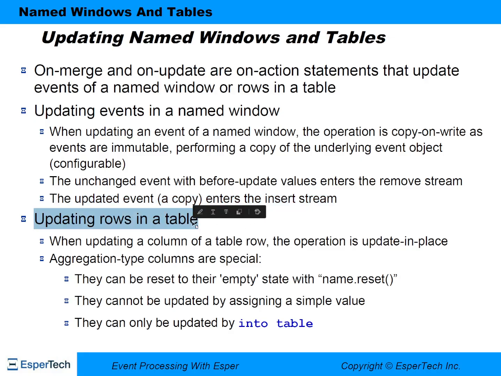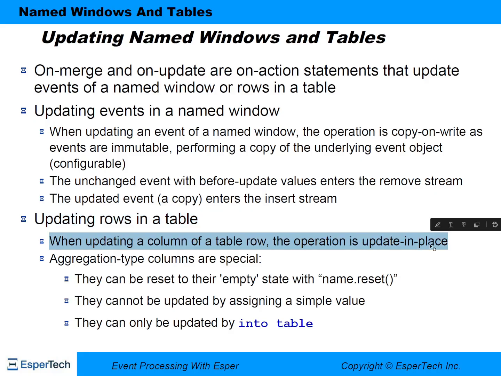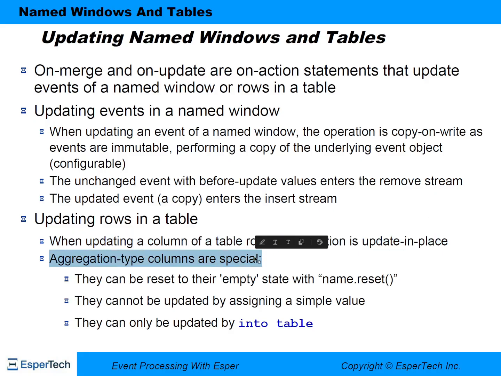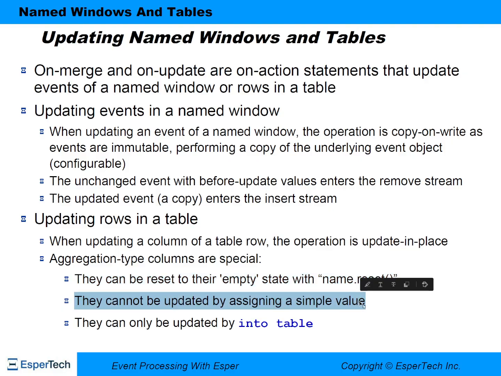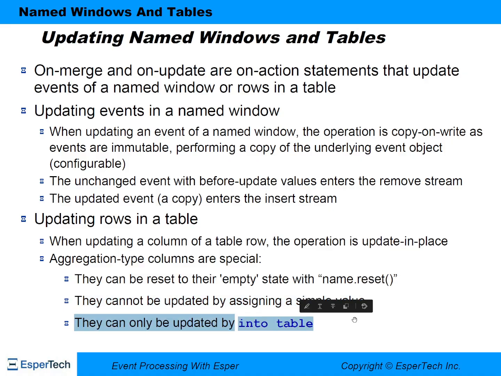In respect to updating rows in a table, when updating a column of a table row, the operation is update in place. Aggregation type columns are special. Aggregation type columns can be reset to their empty state. Aggregation type columns cannot be updated by assigning a simple value. Aggregation type columns can only be updated by into table.